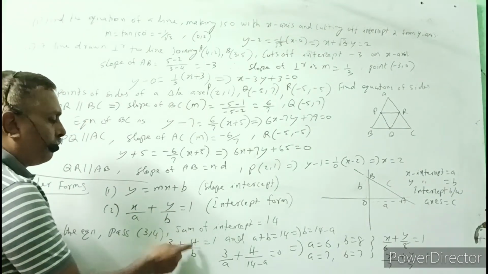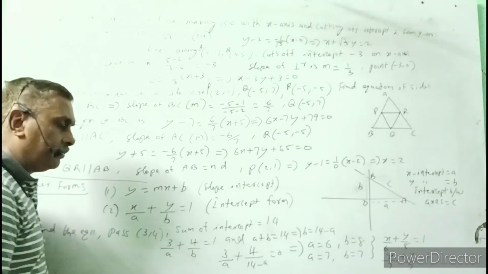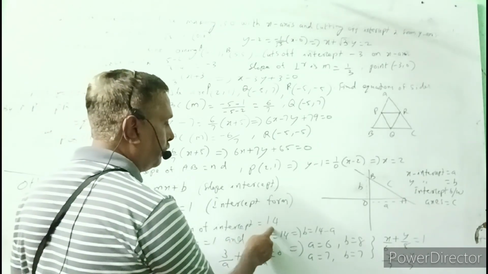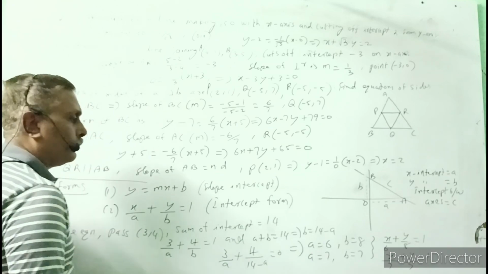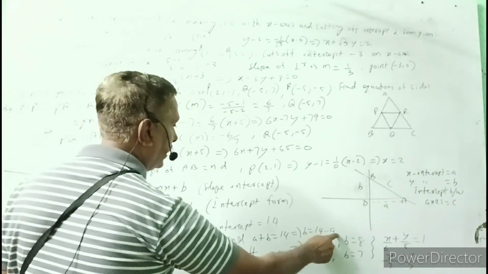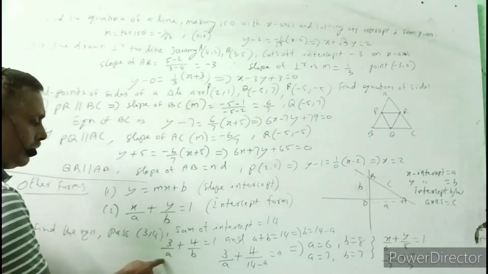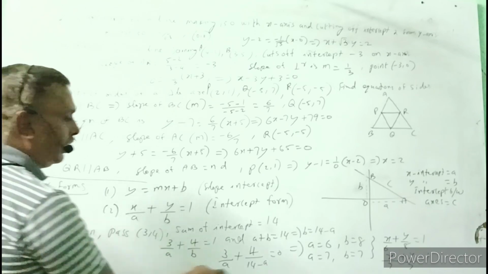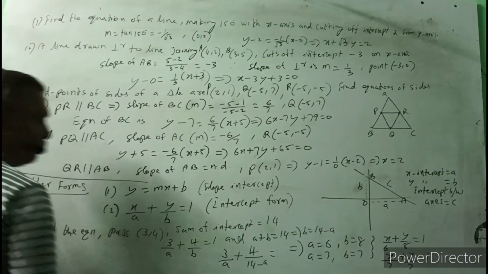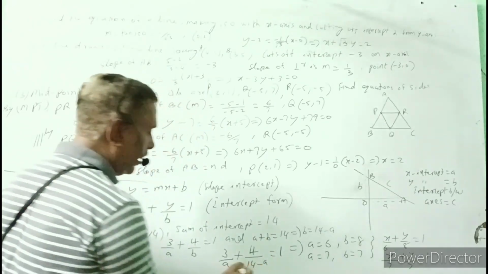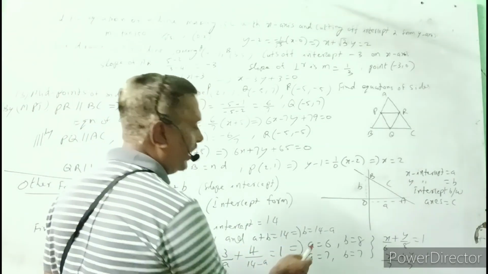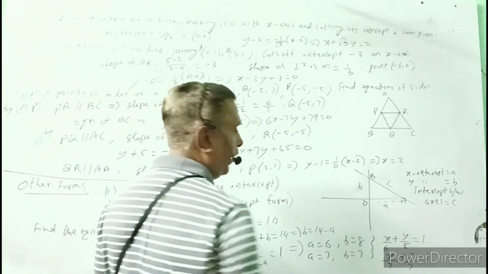3 upon a plus 4 upon b is equal to 1, and as well, a plus b is equal to 14, the sum of the intercepts. So we will get the value b as 14 minus a. Substitute here: 3 upon a plus 4 upon 14 minus a equal to 1. The right hand side is 1. You make a quadratic equation and simplify.